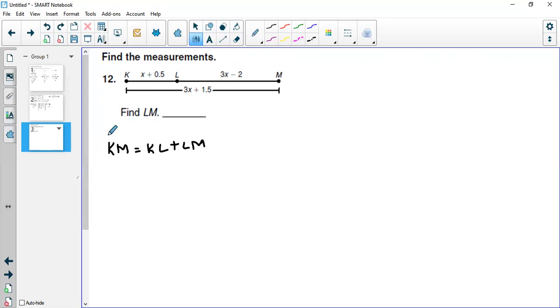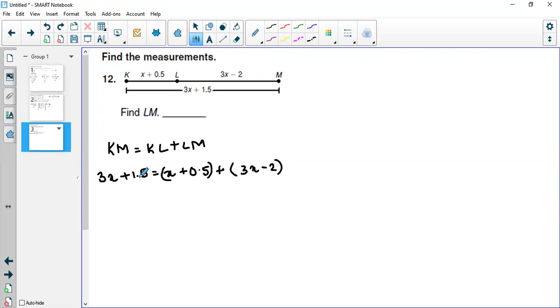Okay, KM, that's the whole length, is 3x plus 1.5, which is equal to KL, which is x plus 0.5, plus, now this is K, and this is LM, which is 3x minus 2. Now, they will not always give you easy questions to solve. Definitely there should be something challenging, right?